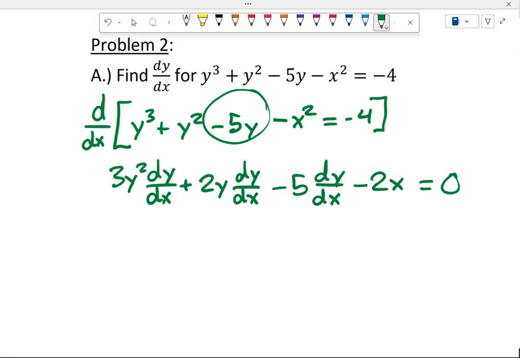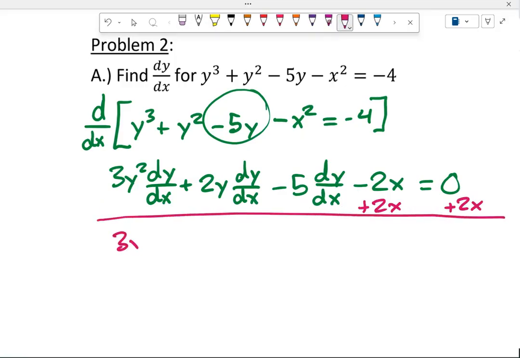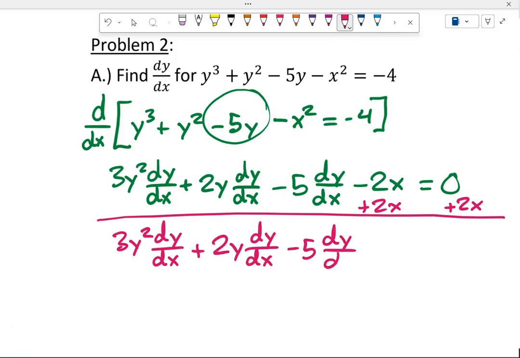Let's see, that's step 1. Step 2, what does step 2 say? Get them on either side. All right. So my dy dx's are already here, so what needs to move to the other side? So let's add that over. So I have 3y squared dy dx plus 2y dy dx minus 5 dy dx equals 2x. Okay, that's step 2.